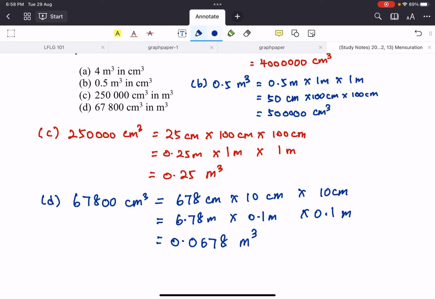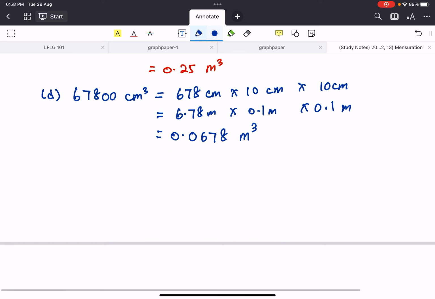Hello students, welcome back. So in part 1, we talked about the SI units and how we can do some conversion from cubic meters to cubic centimeters or from square centimeters to square meters. I hope you are comfortable with that. Let's move on to the next section.